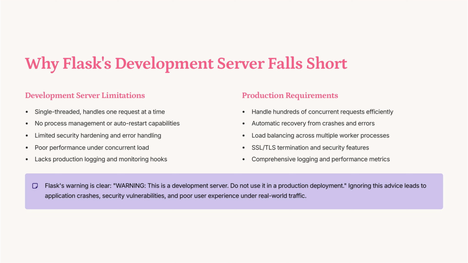Flask's development server is single-threaded, handling one request at a time, lacking process management, security hardening, and error handling. It performs poorly under concurrent load and lacks production logging. In production, servers must handle hundreds of requests, recover from crashes, balance loads, and provide Secure Sockets Layer, Transport Layer Security. Ignoring Flask's warning risks crashes and vulnerabilities.